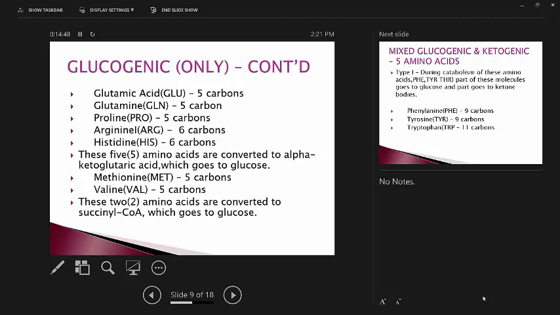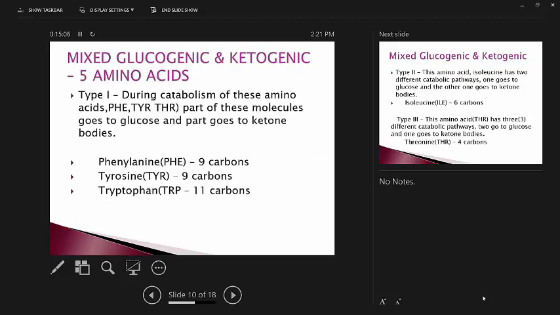This is not in your textbook. This is something I put together so that you could have it in writing and remember it that way. Methionine is 5 carbons and valine is 5 carbons. These 2 amino acids are converted to succinyl-CoA, which goes to glucose. There are 2 others as well, and we'll deal with them that way.